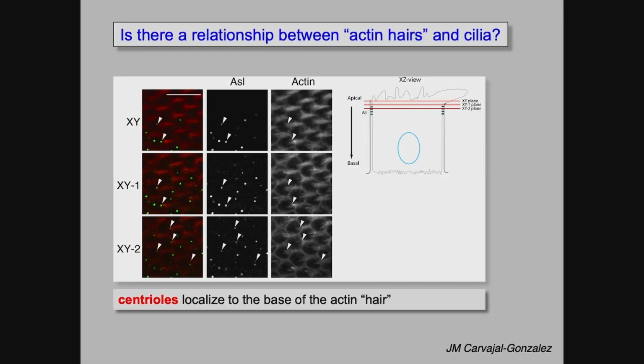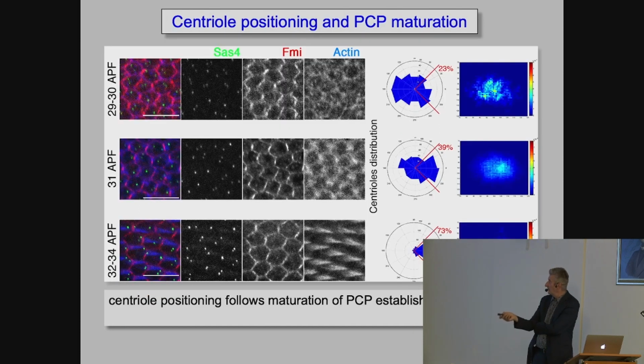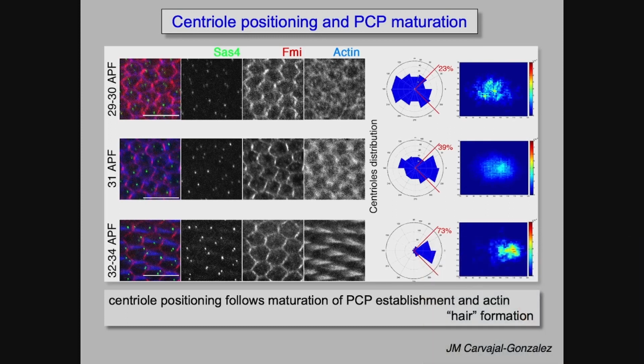So Chema Carvajal-Gonzalez, when he was a postdoc in the lab, basically asked the question, is there a relationship between the actin hairs and cilia? And the first indication came when he started looking at centrioles, which are basically the non-ciliary equivalent to basal bodies at the base of cilia. And what he could see, this is a low resolution image, is that at the base of these hairs, we very often found centrioles, marked here by Asterless. Here in a cleaner staining, SAS-4 is one of these scaffold proteins that is required to make and maintain a centriole, labeling both centrioles in each cell, and they sit at the base of the actin hair.